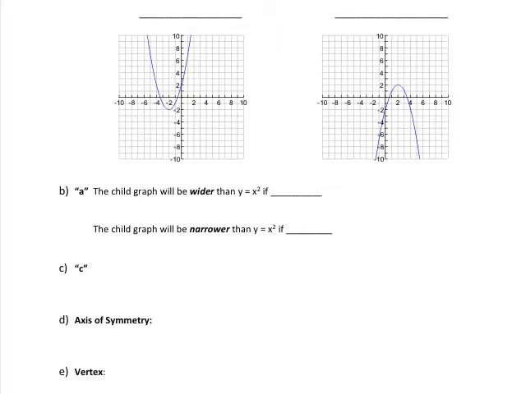If we're still considering the coefficient a, the child graph will be wider. That means it's going to open a little bit larger than the parent graph y equals x squared if the absolute value of a is less than 1. Basically, that's if a is a fraction. If a is a fraction, the graph of the child function is going to be wider. And conversely, the graph will be more narrow if the absolute value of a is larger than 1.